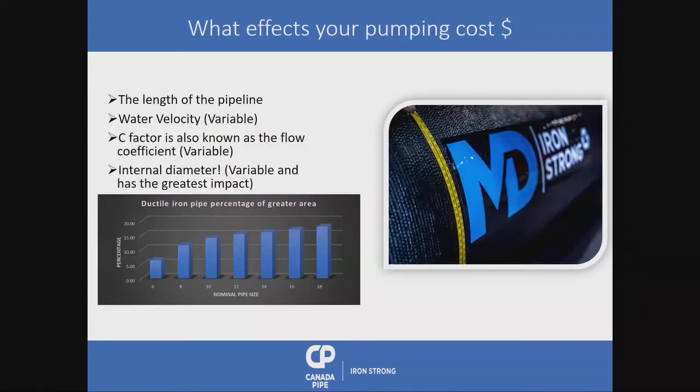So what affects your pumping costs? Well, what's the length of the pipeline, obviously, the water velocity, how much water is going through it, the C factor, which is something that the other pipe materials like HDPE and PVC, they really talk about because they have a good C factor. So they talk about that a lot, and that is a variable. Internal diameter is the biggest variable that you're going to get in a pipeline. The size of the inside of the pipe is what determines pumping costs mostly.